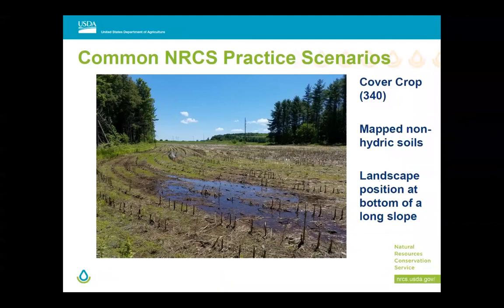So another scenario to think about, and this is again, think about real world situations. This farmer is doing no-till farming, and they want to really enhance the no-till farming with some cover cropping and then improved species cover cropping. The area is mapped as non-hydric soils, but the landscape position is at the bottom of a long slope. And when I go out there to do my resource inventory, I see that some parts of this area are saturated and ponded. So the gist of what I'm trying to communicate to you here is just because something isn't mapped as wetlands doesn't mean that it isn't a wetland.